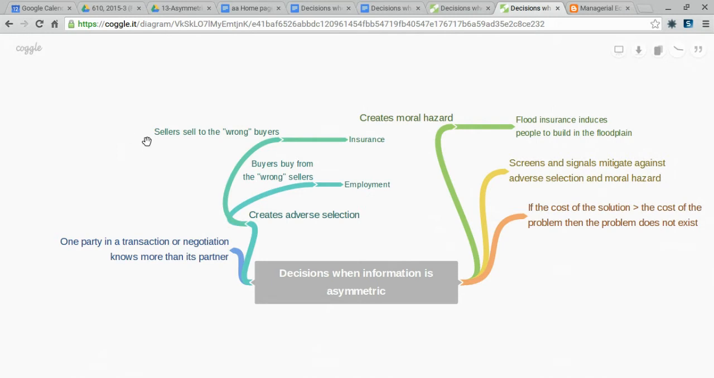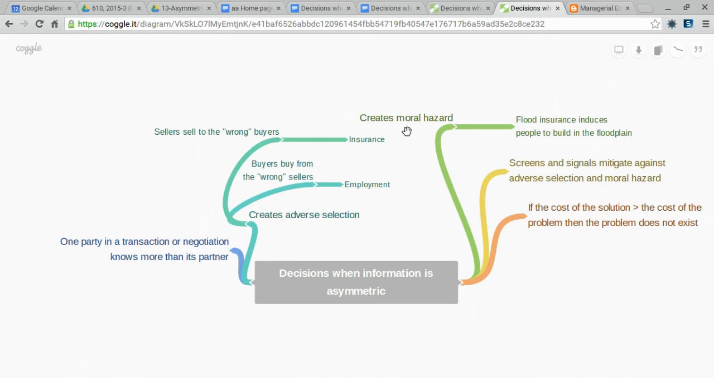A second example of adverse selection is when sellers sell to the wrong buyers. A great example of this is insurance. Insurance companies love to sell to people who don't ever use it because they can make a lot of money off of them. The problem is people who know they're not going to use insurance very much don't want to pay very much for it. So the folks who are most interested in buying insurance tend to be people who have the highest claim ratios for the insurance company. And the problem there is, can we adjust rates appropriately to cover the expenses that we expect to incur?